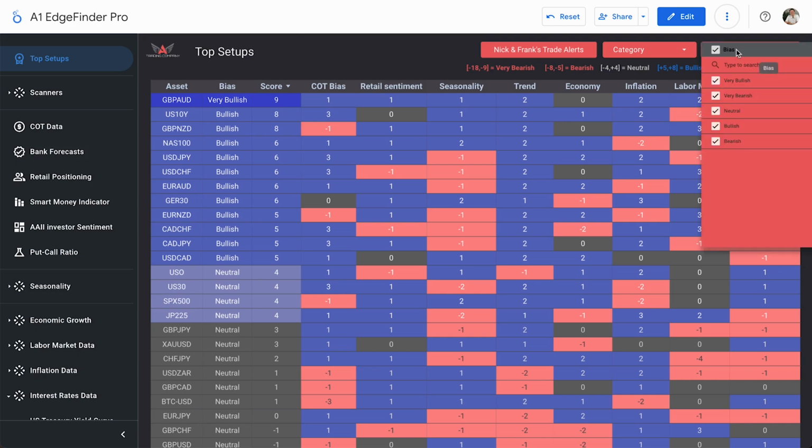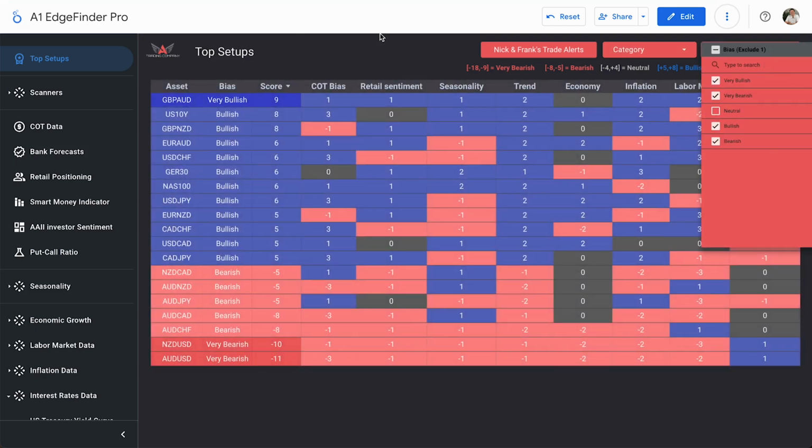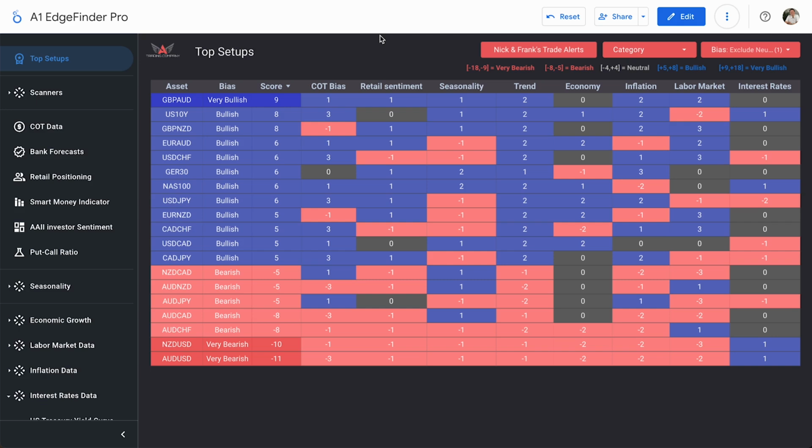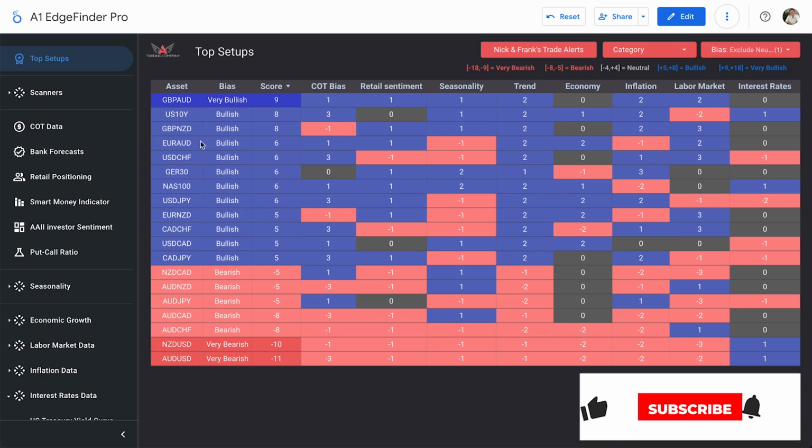I'm going to remove these neutral biases just so that we can take a look at our bullish and bearish biases for the day. And we have two clear winners when it comes to most bullish and most bearish. We have Pound Aussie here with a very bullish bias score of 9, and we have the Aussie dollar with a very bearish bias score of -11. So two clear favorites to take a look at here, and two Australian dollar pairs as well. I can actually see a few more Australian dollar pairs in here, all of these on the sell side, and this one here on the buy side.